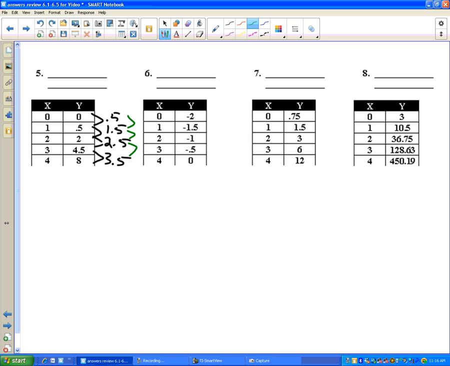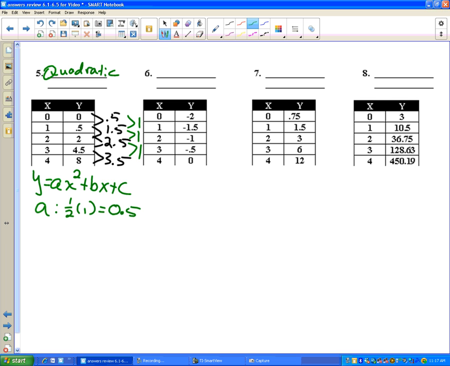1.5 minus 0.5 is 1. 2.5 minus 1.5 is 1. 3.5 minus 2.5 is 1. So this is quadratic. Again, y equals a times x squared plus bx plus c. A is half the second difference, so it's half of 1, which is 0.5. C is y when x is 0, so c is 0.